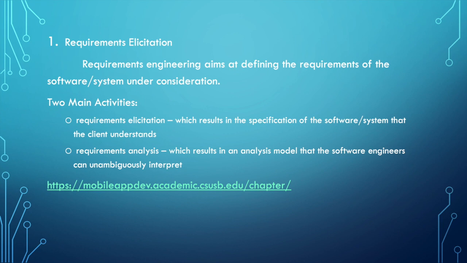And this part of the software lifecycle is where you elicit the requirements from the client, and from the elicitation process, you come up with the specification. And the specification is written in a document called Software Requirements Specification.